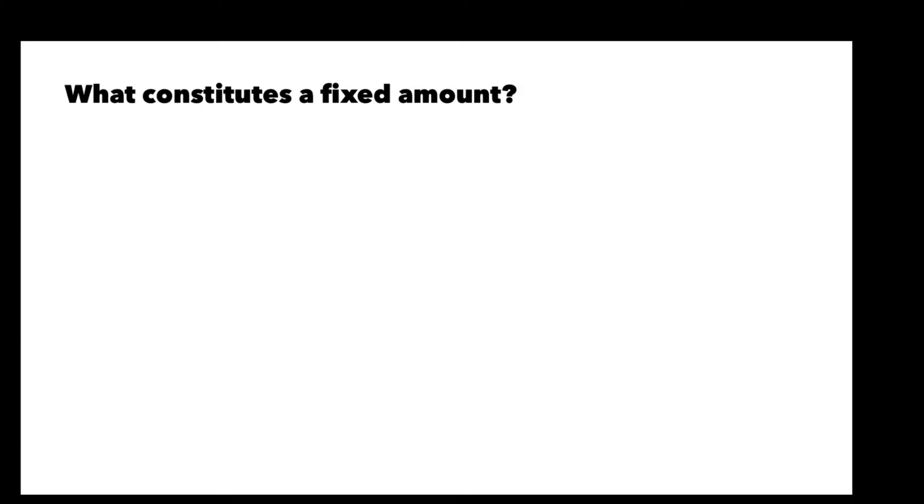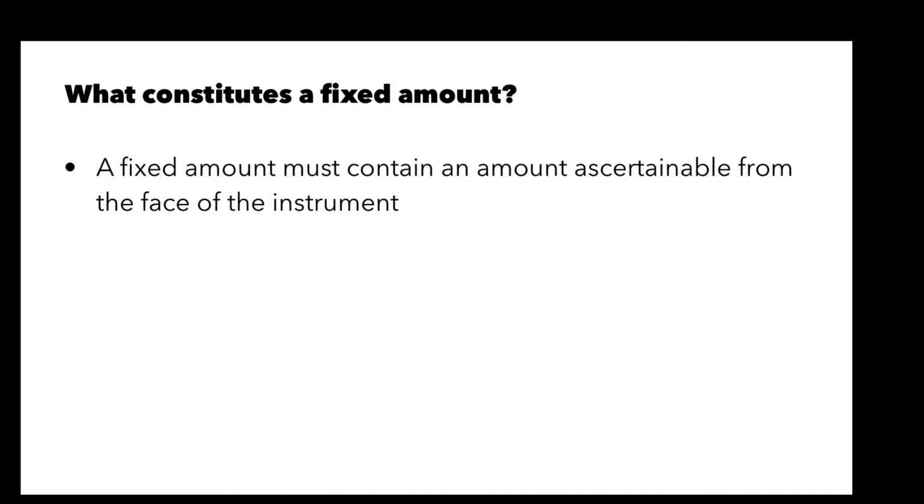What do we mean by a fixed amount? The term fixed amount means an amount that is ascertainable from the face of the instrument. We can figure it out from the face of the instrument. So a note payable with 10% interest meets the requirement of a fixed amount because this amount can be determined at the time it's payable. So the fixed amount must be an amount that's ascertainable from the face of the instrument. It doesn't have to be an exact figure, but it has to give us the means to calculate what that figure would be.